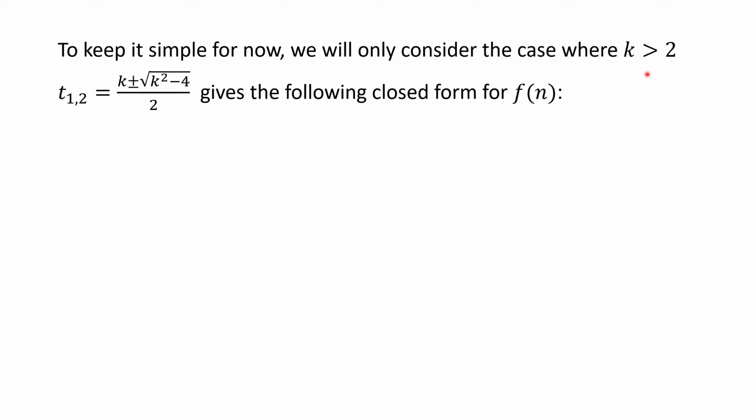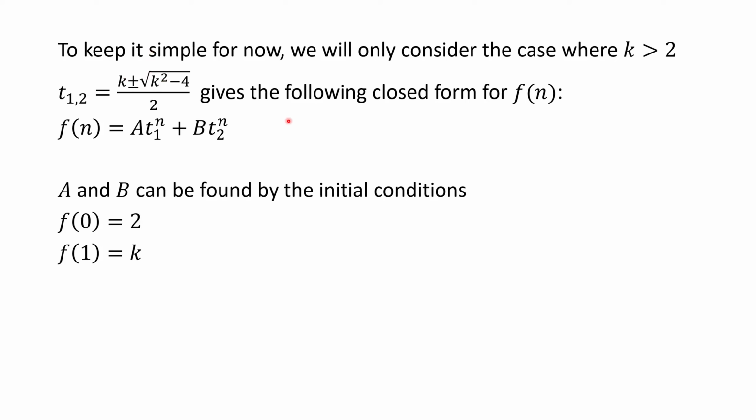So for k greater than 2, this will give us the following form. This is the general form when you're solving a recurrence relation and you have two distinct real roots. Then f of n, the general form, will be some constant times one of the solutions to the nth power plus another constant times the other solution to the nth power. And these two constants, we find them by using our initial conditions. That's how we find what a and b are. And we have our t1 and t2 because we solved that characteristic equation.